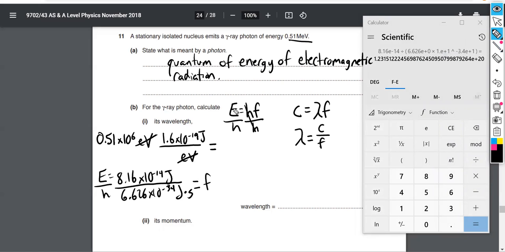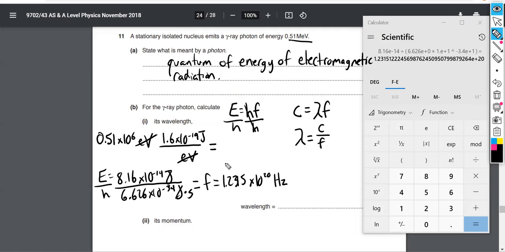The frequency is energy over Planck's constant, and its value is in the calculator here: 1.2315 by 10 to the 20. The units, see how joules cancel here? So the units of Planck's constant are joule seconds. Joules cancel, and I'm in reciprocal seconds, which are the same thing as hertz of frequency. However many hertz of frequency, it's the same thing as reciprocal seconds.